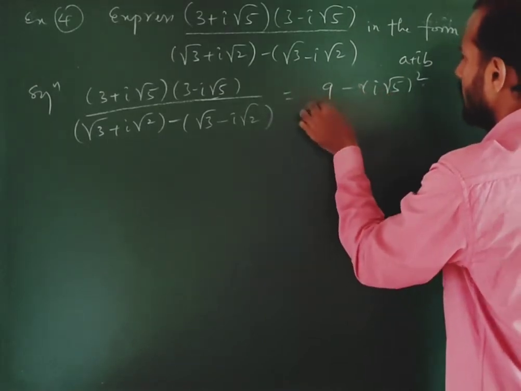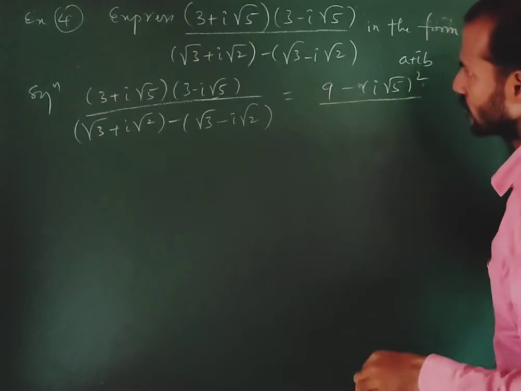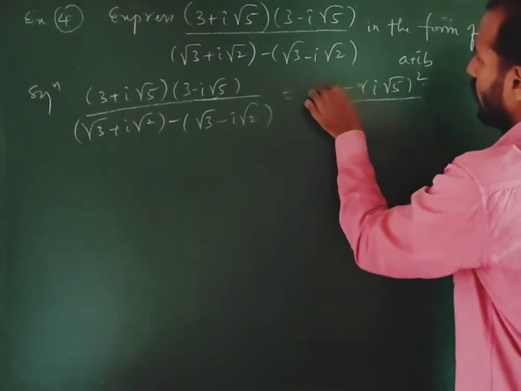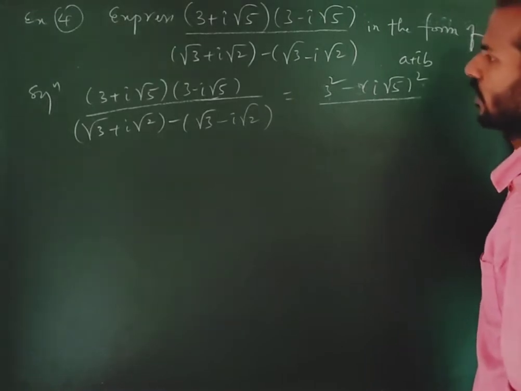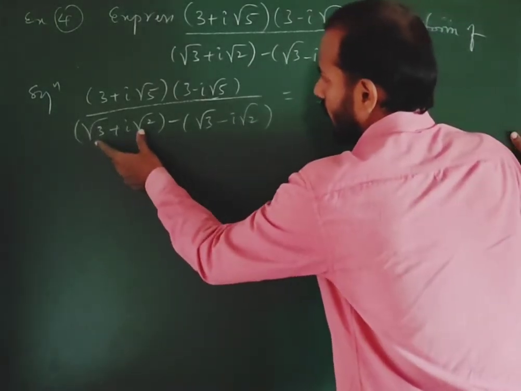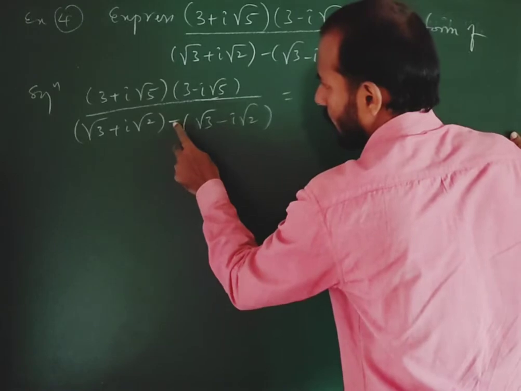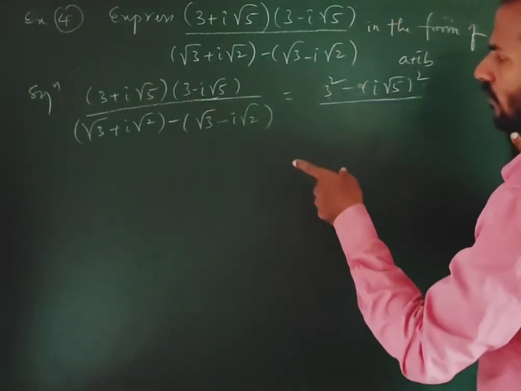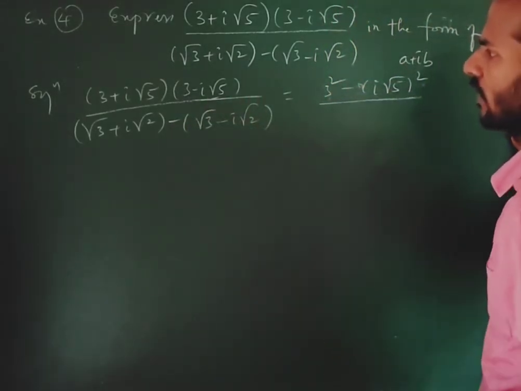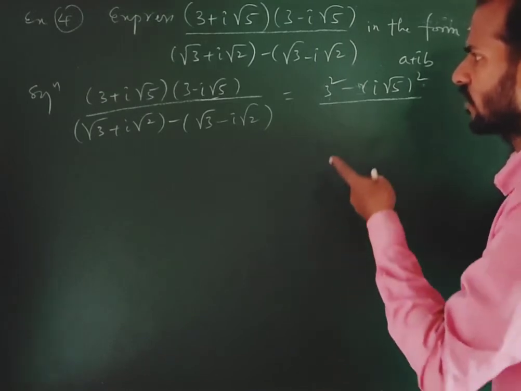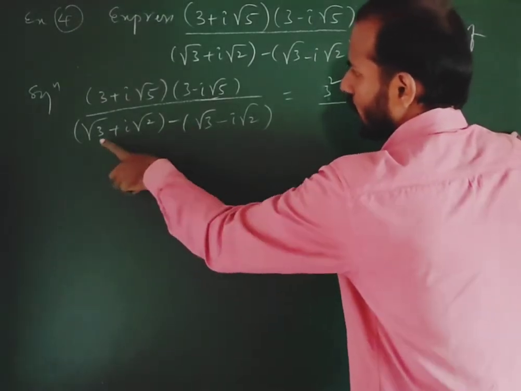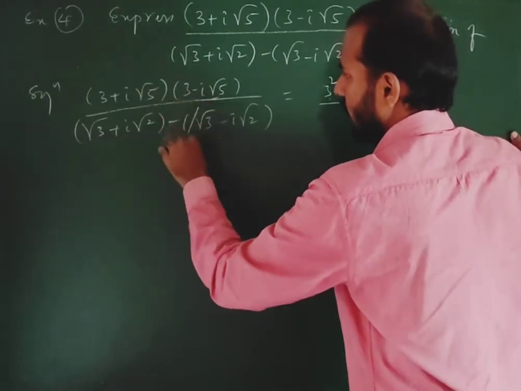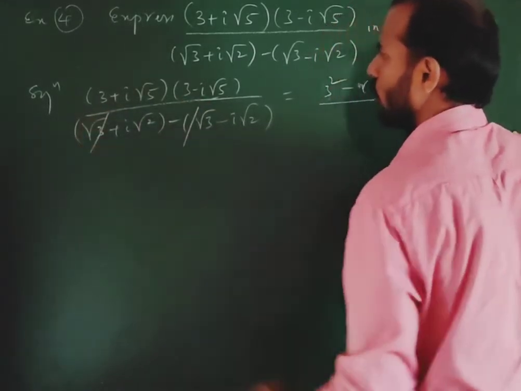We will do that in the next step. Or you can write it as 3 square minus (i root 5) whole square. In the denominator, a plus b, a minus b is not there, but a minus sign is there in between. So what we have to do here is just simplify this term. Which terms get cancelled here? Minus root 3 plus root 3 get cancelled.